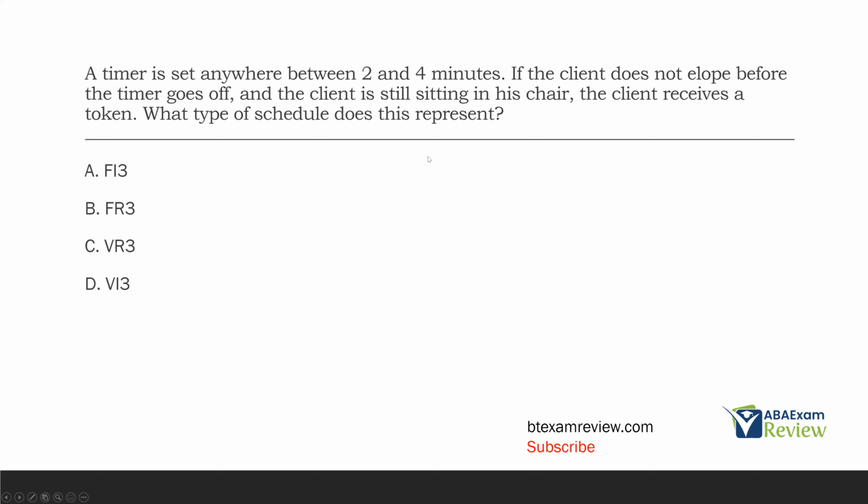So what type of schedule does this represent? Well, it's going to be a VI3. Client can't predict it, right? It can be anywhere from 2 to 4 minutes, 2 minutes, 2.5, 3, 3.5. Who knows, right? It's on an average. It's changing and it's based on time. That makes it a variable interval. And since the average is 3, it's a VI3.